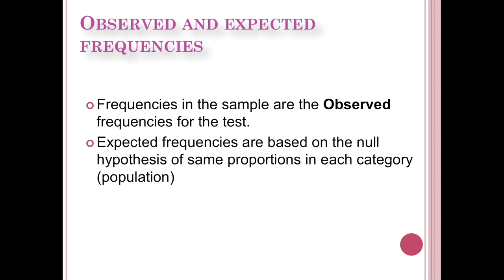The frequencies in the sample are then observed, so we're going to have the frequency observed. And the expected frequencies are based on the null hypothesis of the same proportion in each category. So we're not just going to split them up equally. Now it has to be equal proportionally.